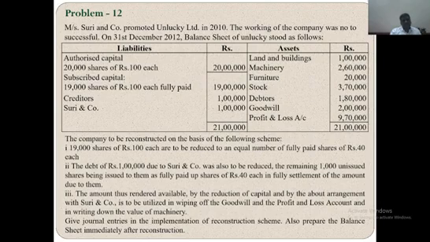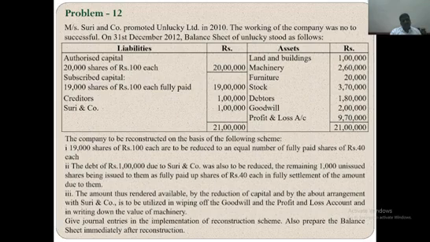That means authorized capital does not affect the accounts. Subscribed capital 19,000 shares of rupees 100 each, fully paid, 19 lakh. Creditors 1 lakh. Surrey and Company Limited 1 lakh. The company is to be reconstructed on the basis of the following scheme. They are going to reconstruct the capital under the following scheme.